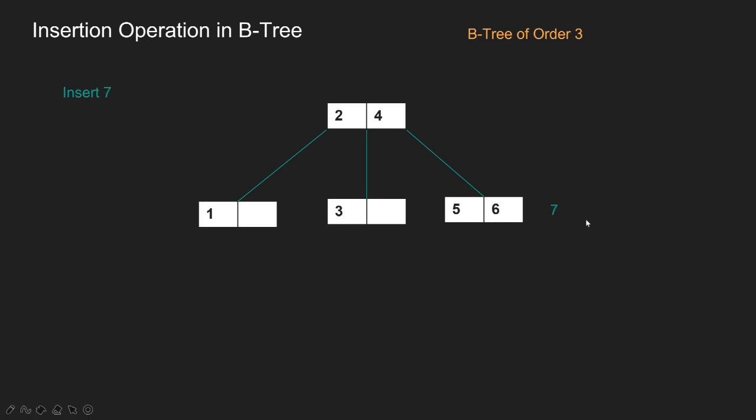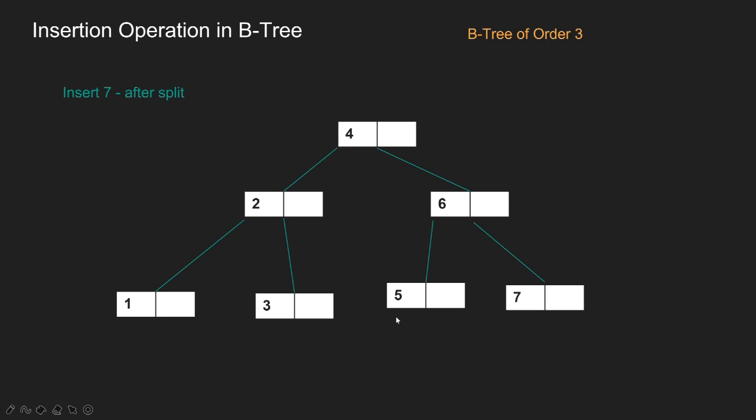Insert 7. We also find this node, and 7 is larger than 6, but there's no empty position here. We need to send the middle value 6 to its parent node, and also in the parent node there's no empty position. So we also need to send the middle value 4 to a new parent node. And for 6, we will create a new node, and for 7, we also create a new leaf node. So this is how the tree looks after the split.